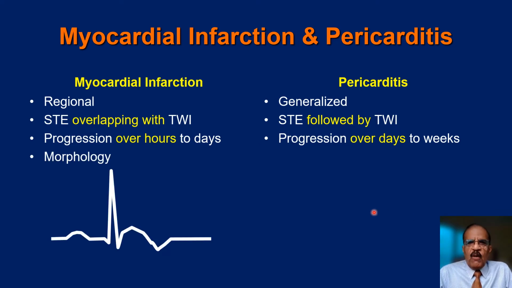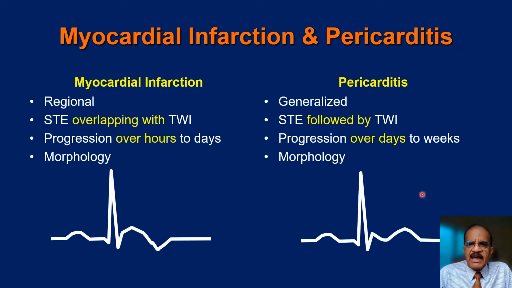The morphology of ST segment elevation in myocardial infarction is convex upward, right? Like this one. And in pericarditis, there is concavity upward. There are conditions other than pericarditis. One of them is early repolarization, where you have this type of morphology. But comparing myocardial infarction with pericarditis, if you have ST segment elevation with the ST segment concave upward, it is more likely to be pericarditis.